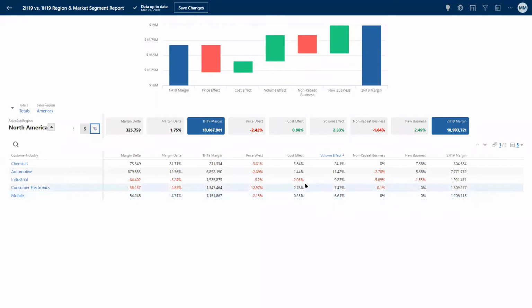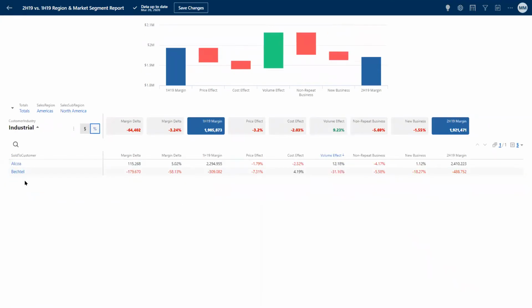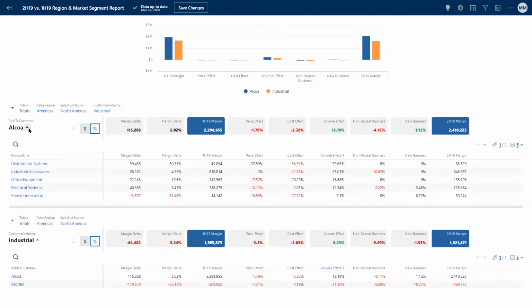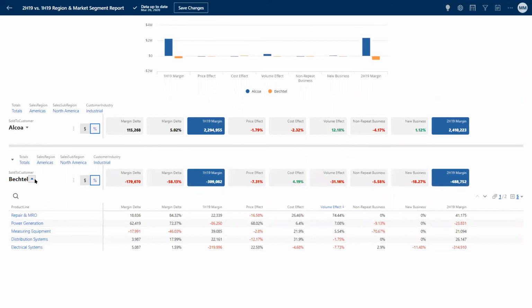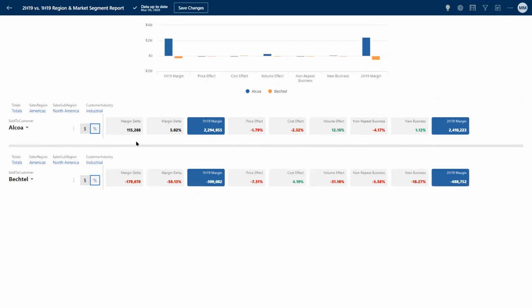When looking into the different market segments and the interaction of price, cost, and volume effect, it looks like we have a problem in the industrial market where cost increased versus we see a decline in all other segments. Drilling further down into this segment and looking into underlying customer groups still does not give us additional insights. What's causing the cost increase that we see at Alcoa in the industrial segment in North America in second half versus first half of 2019?